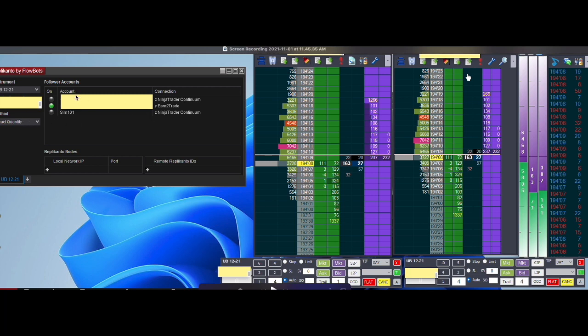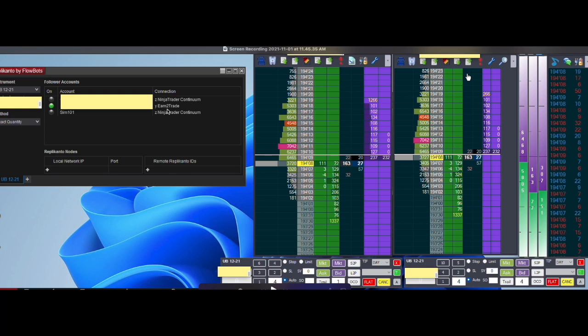and then which account to copy it to. Now you see here, Replikanto only lists all your other accounts that you're logged into. So you see three other accounts here. There's a Sim 101, which is kind of a default NinjaTrader account. You see the top one here says NinjaTrader Continuum. That's my own personal brokerage account. I stay logged into it. I actually kind of leech off the data from it because it's a little bit better quality, if you will, and I pay for it.